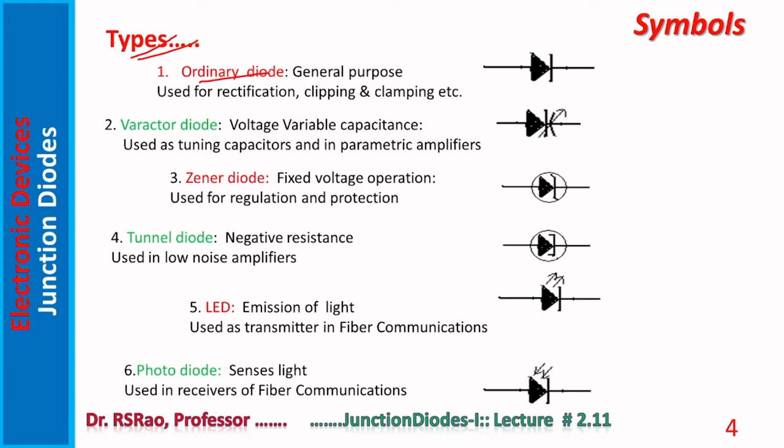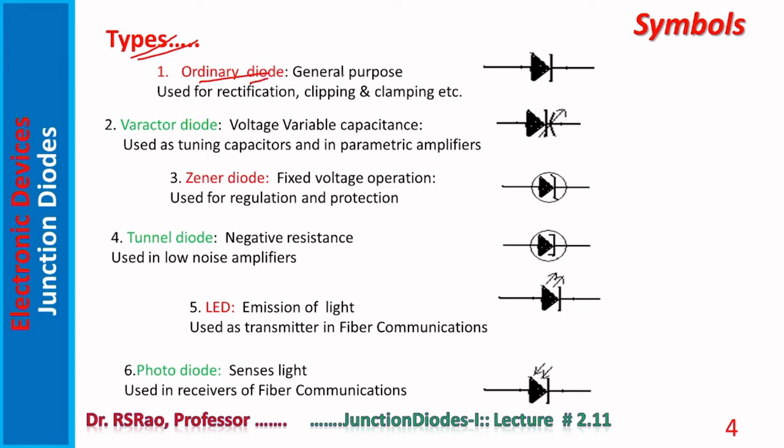What are ordinary diodes? Diodes that are used for the purpose of rectification, clipping, clamping, etc. Then they are called ordinary diodes. Special diodes are diodes which are used for purposes other than common usages like clipping, clamping, and rectification. Examples for special diodes are varactor diodes, Zener diodes, tunnel diodes, LEDs, photodiodes, etc. Here a brief is given on ordinary and special types of PN junction diodes.